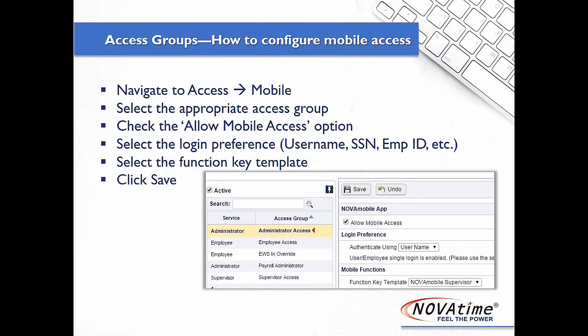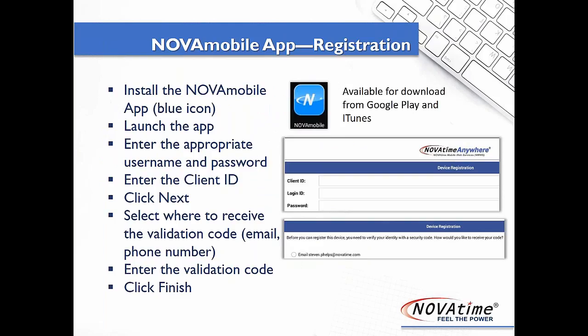Now the authenticate using option will change depending on the access group that you choose. If you're set up for administrator access, you're pretty much going to be using the username. For employee access, you can use the employee ID, social security number, etc. And then from there you choose the function key template. That's why we have you create the function key template first, because otherwise when you click on this it'll be a blank drop down.